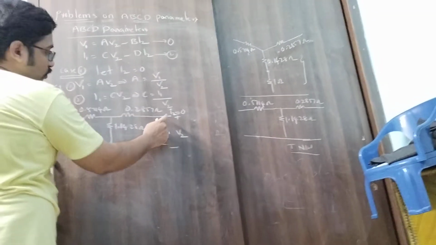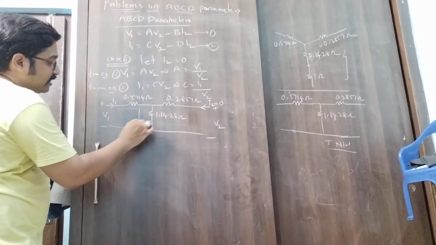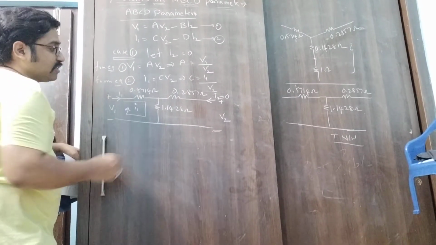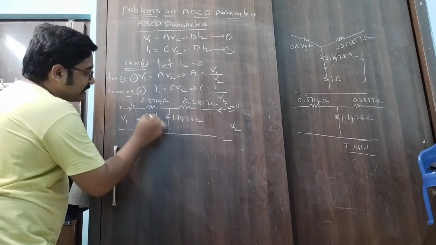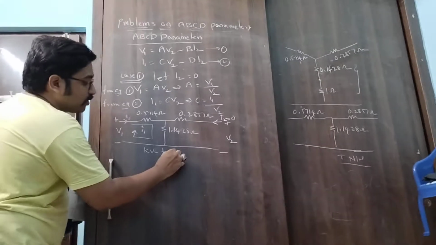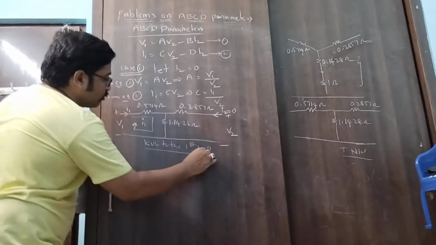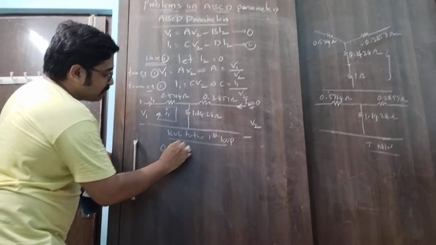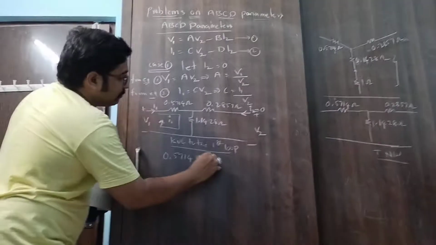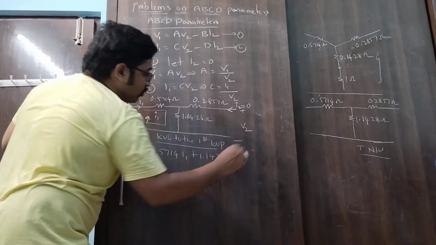When I2 is equal to 0, there is no current flowing in the second loop. Only the current is flowing in the first loop. So applying the KVL to the first loop, 0.5714 I1 plus 1.1428 I1 is equal to V1.